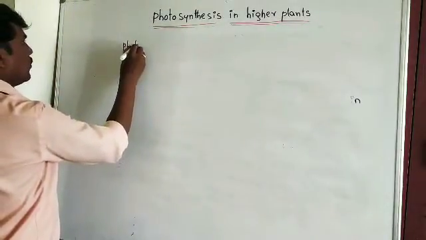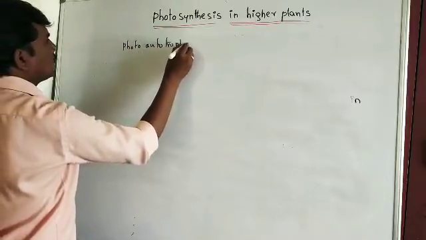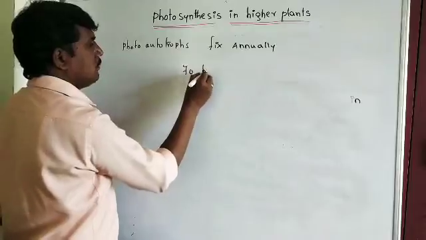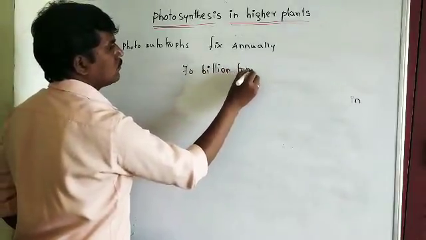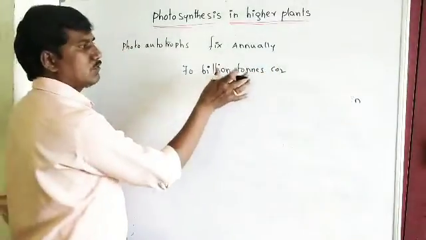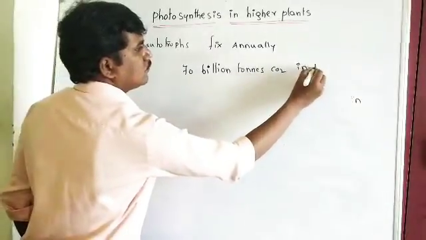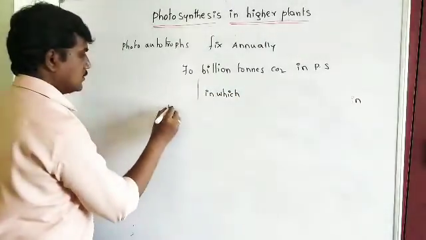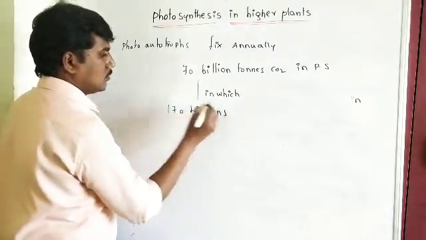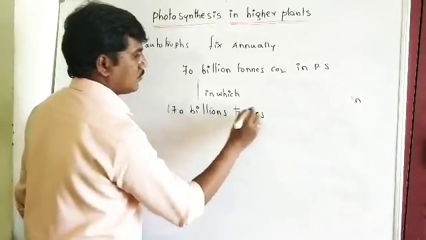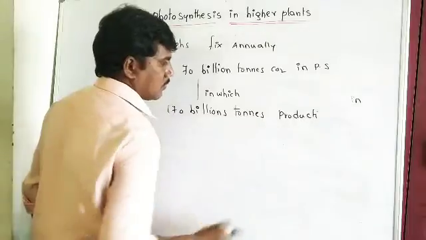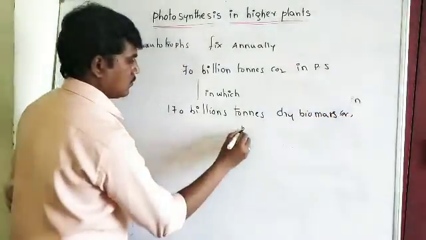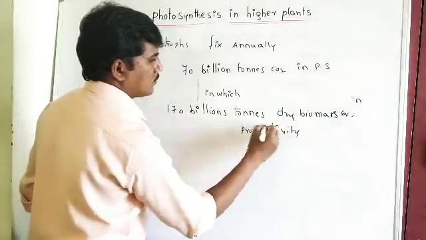Very important, photoautotrophs fix annually 70 billion tons of carbon dioxide in the photosynthesis process, in which 170 billion tons of productivity or biomass or dry biomass takes place.